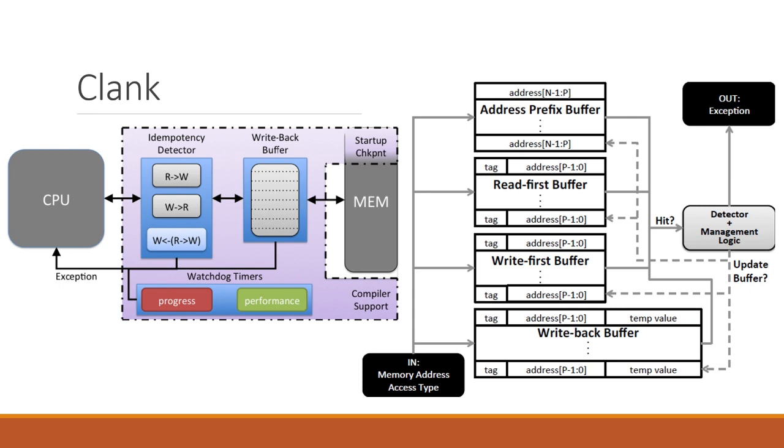The other crucial part of Clank are the watchdog timers. Watchdog timers are essential components which provide crucial functionality to enhance the system reliability and performance in intermittent computing environments. These timers serve two main purposes: ensuring software makes forward progress and balancing checkpointing and re-execution overhead.